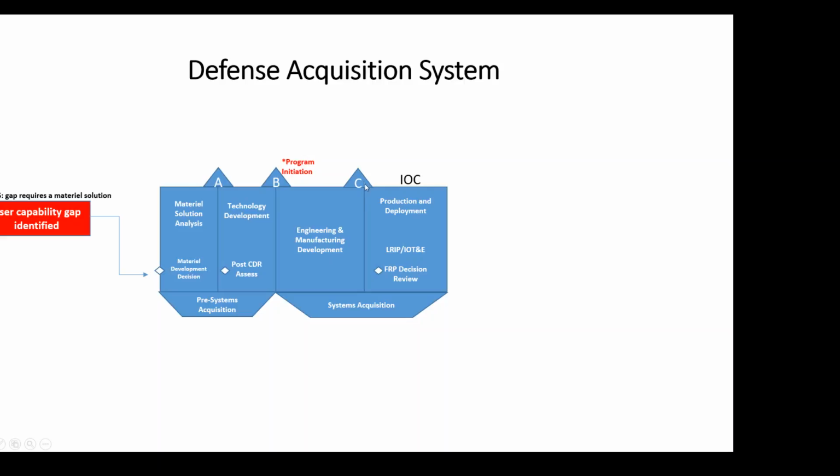So after milestone C, you have production and deployment. The low rate initial production is determined. This is your IOC, initial operating capability. And we're going to go through each one of these in the system acquisition. And then your full operational capability is reached in operations and support, which is part of your sustainment.